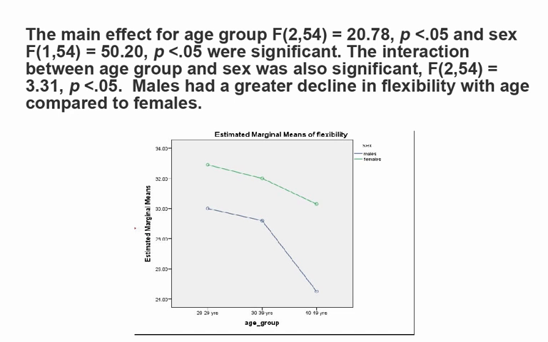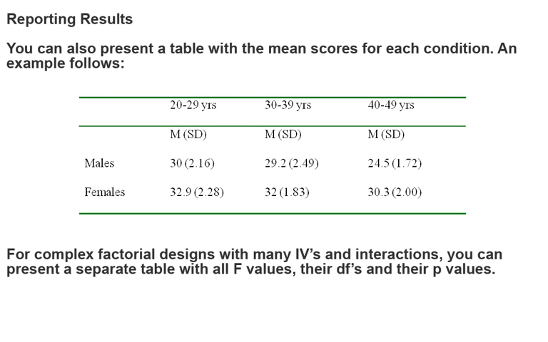When reporting the results of a factorial ANOVA test in text, you should present separately each main effect and the interaction. As you can see here, we report the results for both sex and age, and the results for the sex and age interaction. Since the interaction was statistically significant, we use the plot below to describe the interaction. You can also present a table with the mean score for each of the conditions, as you can see here on this slide. For complex factorial designs with many independent variables and interactions, you can present a separate table with all F values, their degrees of freedom, and their p-values.